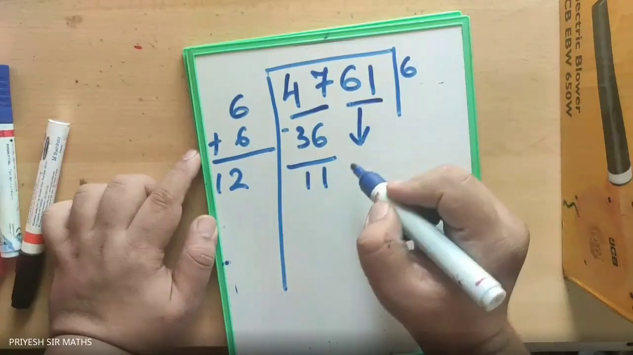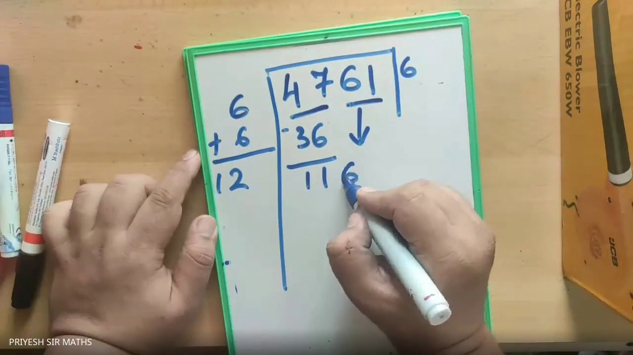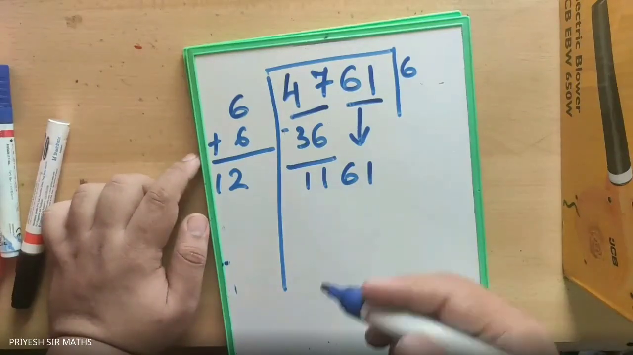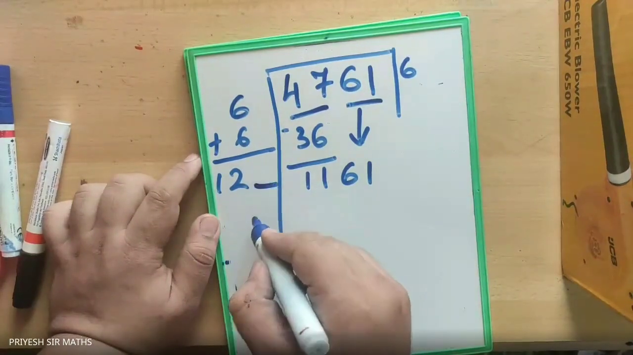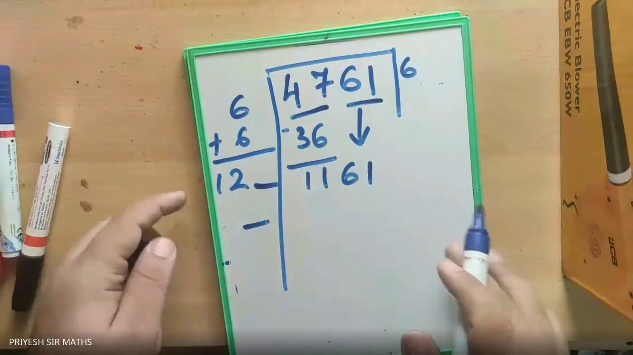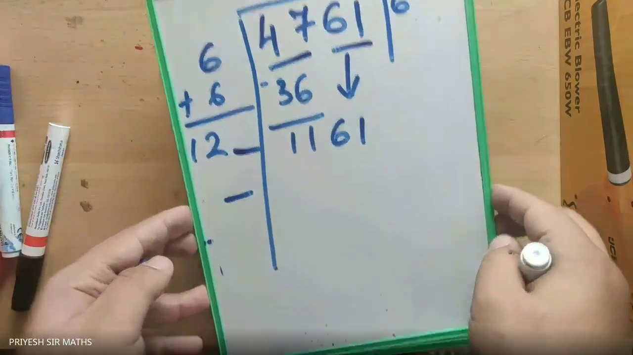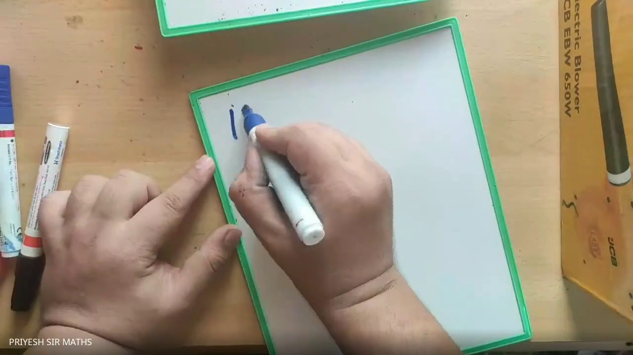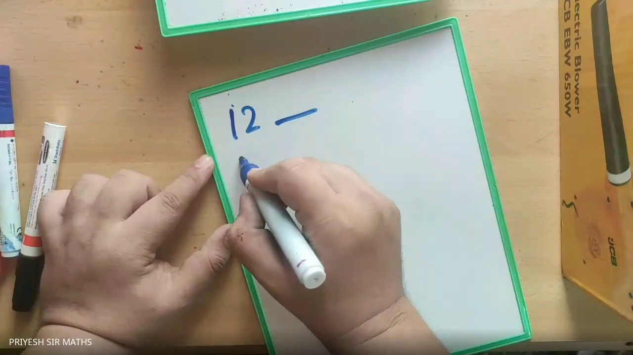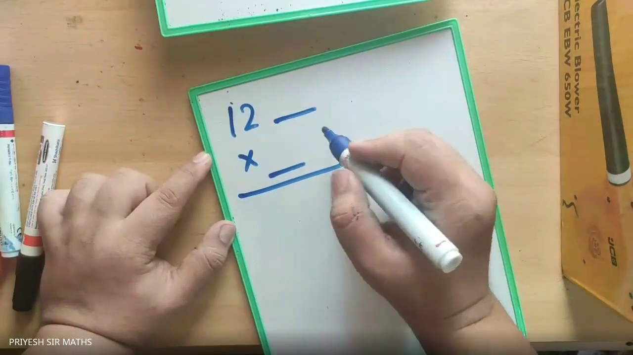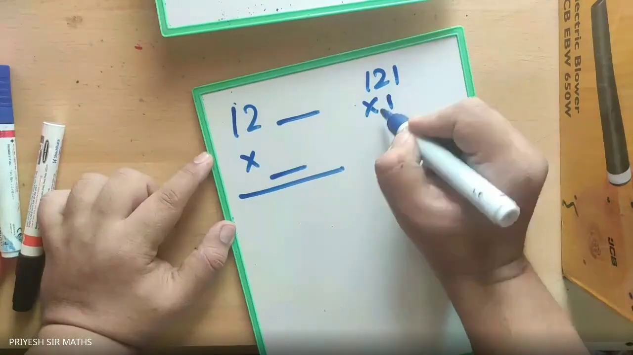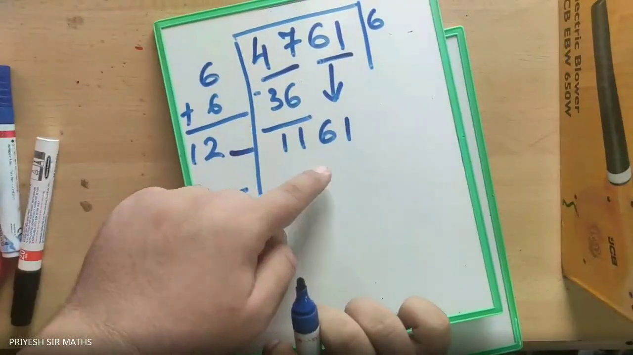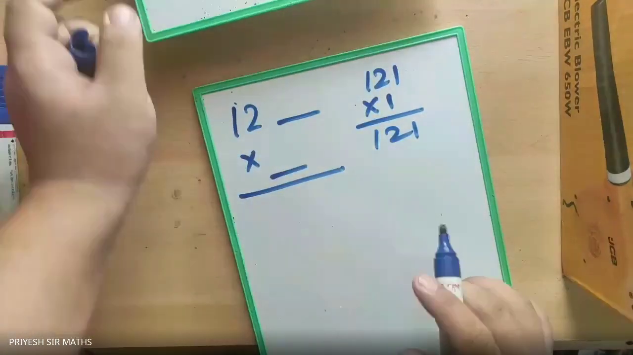And when you get this down, what do you get? 61. Okay. So what you are supposed to do, you have to find such a number which when multiplied, you get 1161. Let us see, 1, 2, dash, dash. Whatever is multiplied with this, for example, if you take 121 into 1 is 121. But what we want is 1161.